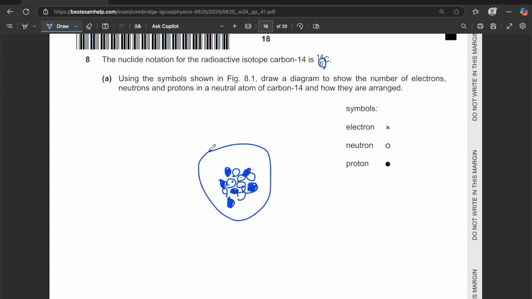This feels like chemistry now. So in here you only have 2 electrons, and then only here you get 1, 2, 3, 4.